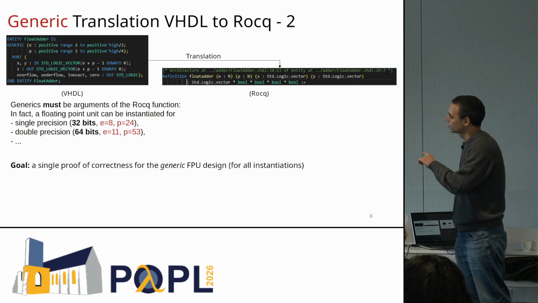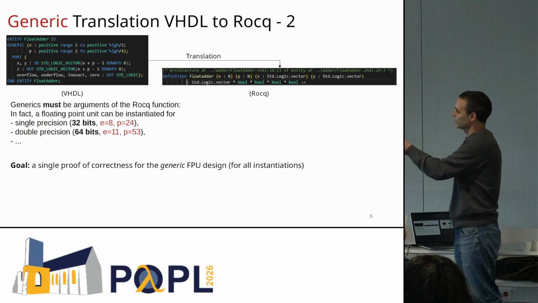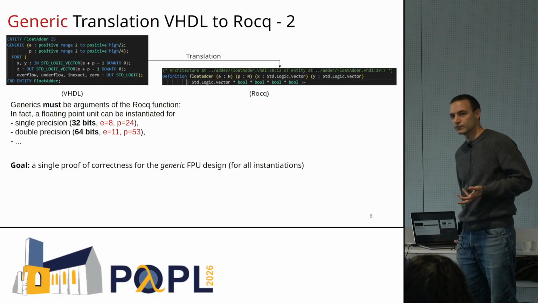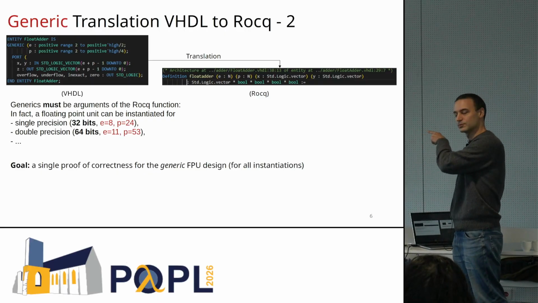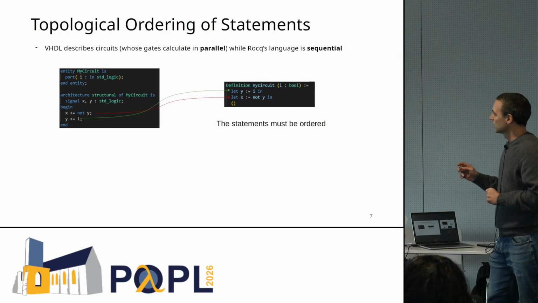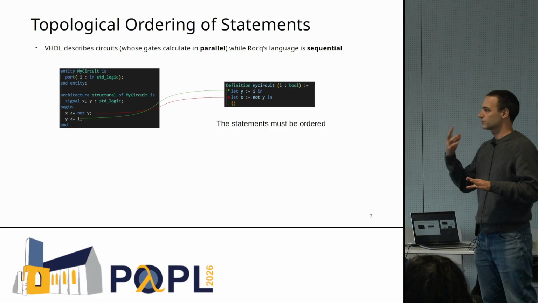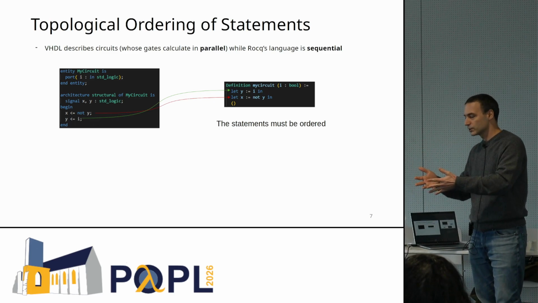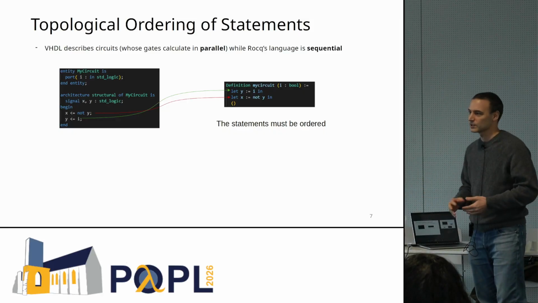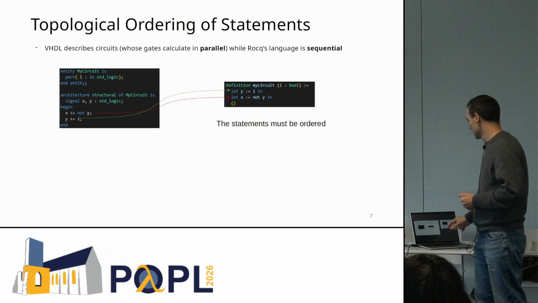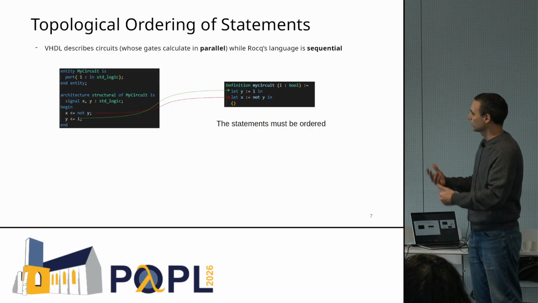So now I will show how we translate combinational circuits to Rocq. Then I will show you why this is not entirely obvious, mainly due to generics. But let me start with something even simpler. VHDL and programming languages are very different in nature. VHDL describes circuits which, if you execute them, compute something, and the physical circuit computes in parallel. So you're defining gates which will compute in parallel. And of course, Rocq's language is sequential and functional.